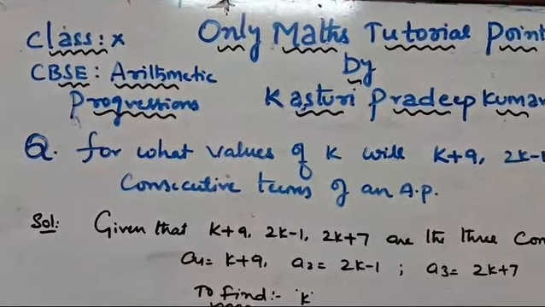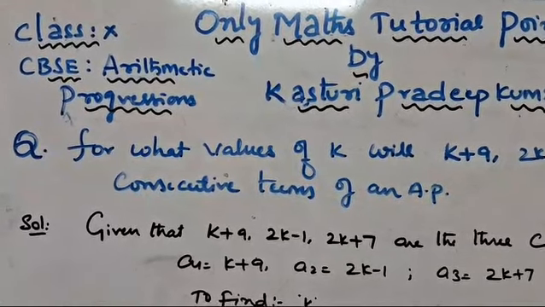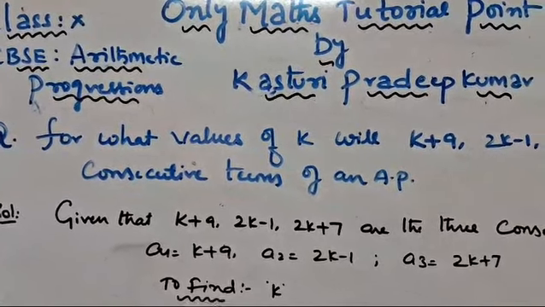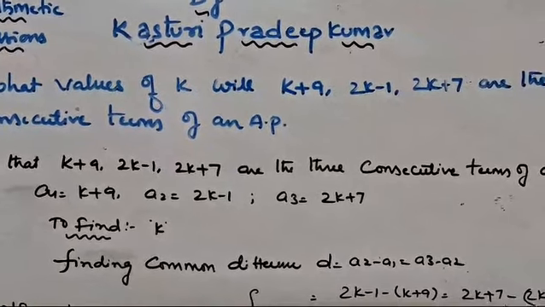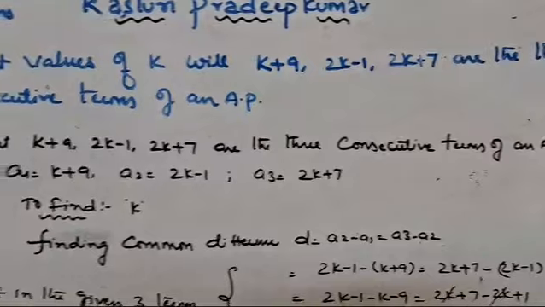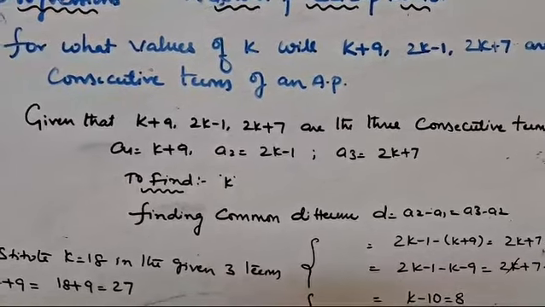Today we are going to discuss class 10th CBSE pattern arithmetic progression, some important questions, guys. For what values of k will k plus 9, 2k plus 1, 2k plus 7 be the three consecutive terms of an AP?